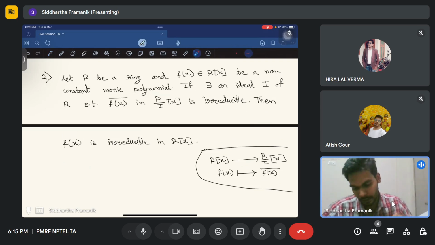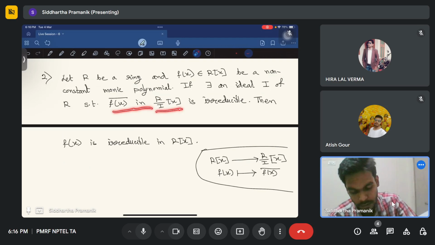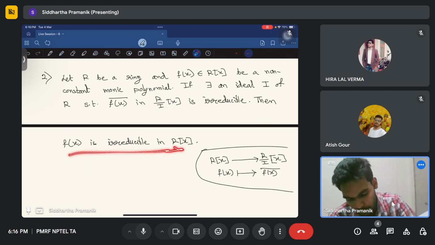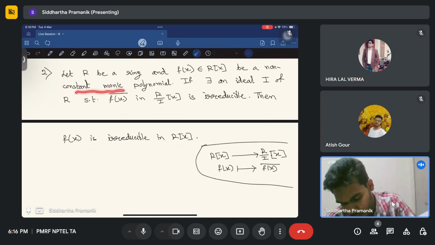Let me read the statement once more. You have a ring R, with no conditions on the ring, and you have a polynomial which is non-constant and monic. If there exists an ideal of R such that the image of the polynomial in (R mod I)[x] is irreducible, then your original polynomial is irreducible. I hope the statement is clear. Here the non-constant and monic part is important. We will see it later.